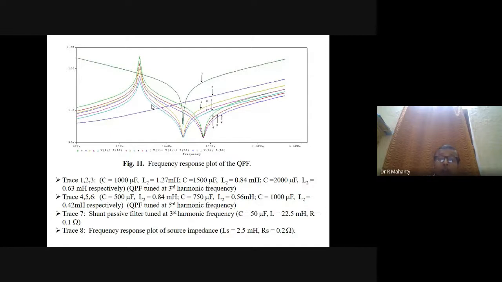Remember, if the value of the capacitor is very large, in that case the current flowing through the parallel resonant circuit is very large and you will have to handle the large value of the current.